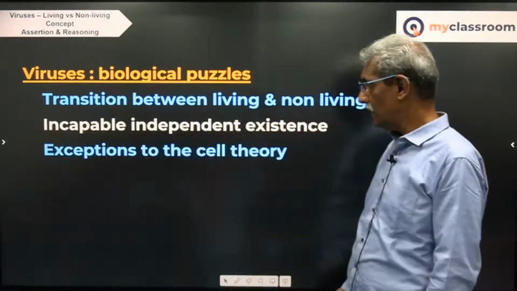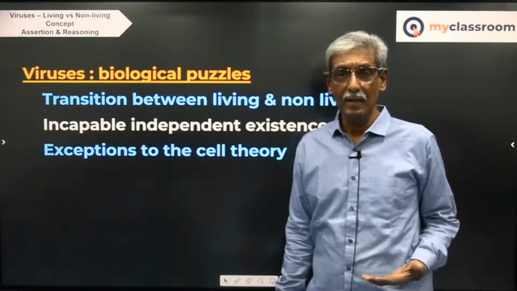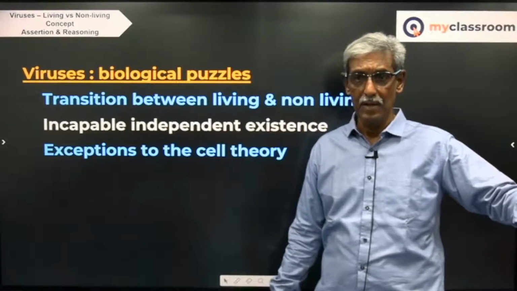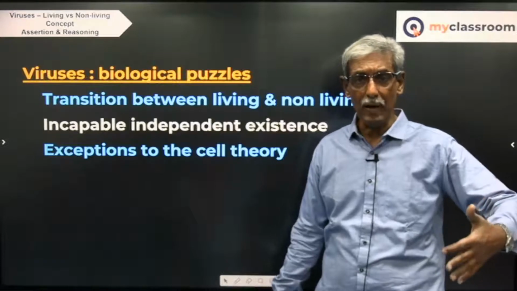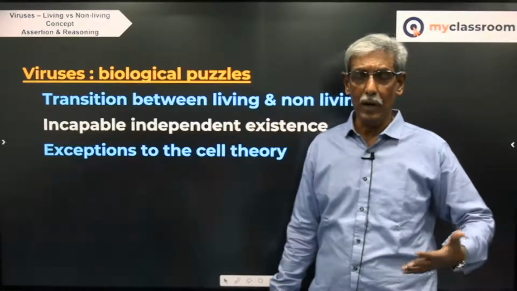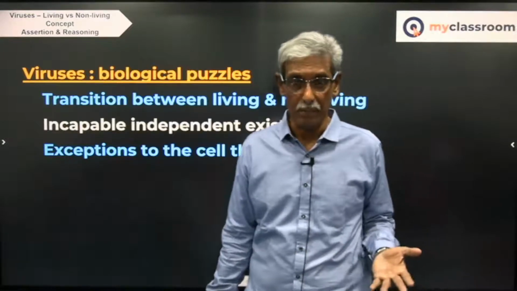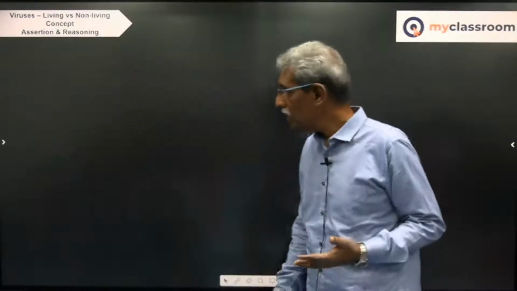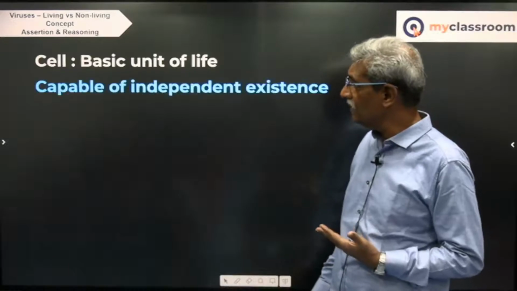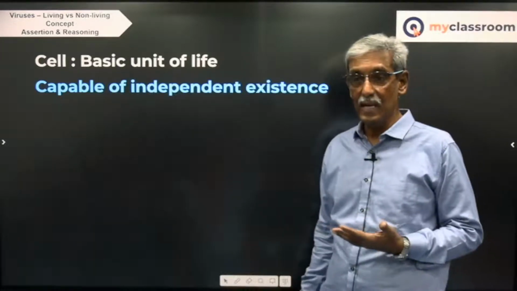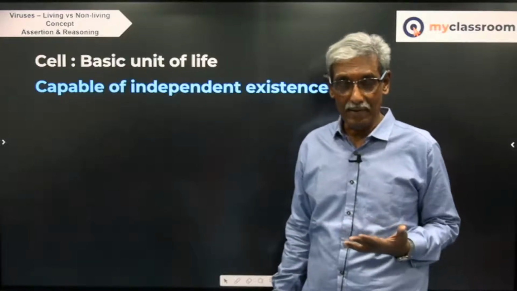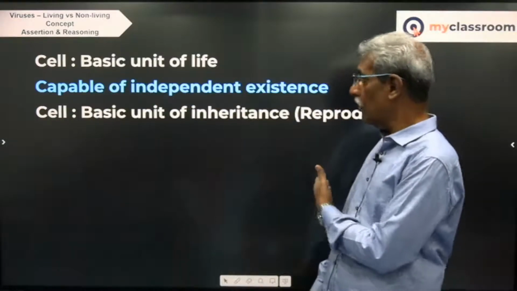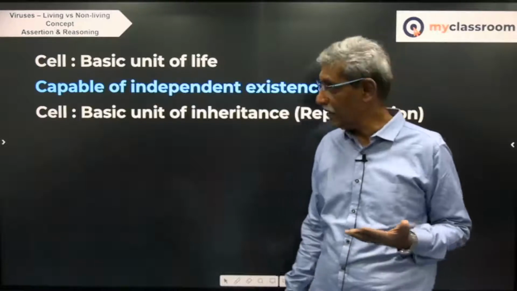And again, they are the exceptions to the cell theory. The cell theory, or the cell doctrine, says that all living organisms are made up of cells and their products. So, a group of infective particles called viruses are an exception to the cell theory because the cell is the basic unit of structure, function and reproduction. And the cell has its own metabolism, its own plasma membrane, its own DNA. So, a cell is the basic unit of life, capable of independent existence. Now, a virus is not capable of independent existence. It is an obligate intracellular parasite, and the cell is the basic unit of inheritance or reproduction, whereas viruses are just infective particles.